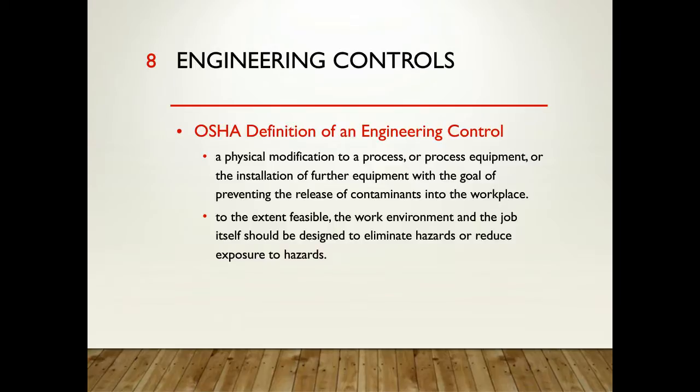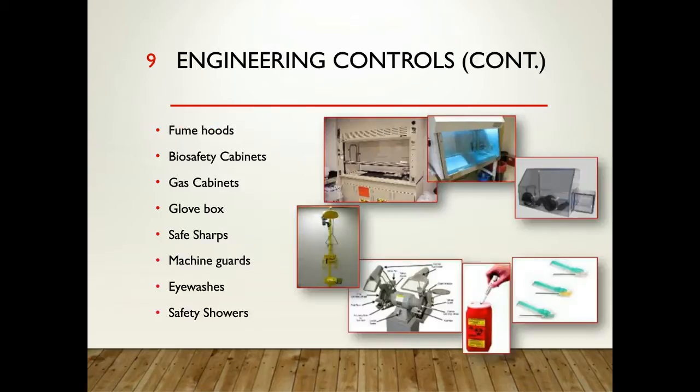So what are some engineering controls? Which of these types of controls are you currently using? Are you using a fume hood, a biosafety cabinet, a glove box? Are you using safe sharps or sharps disposal devices? Machine guarding? Do you have devices or equipment in your lab space that requires guarding, such as a lathe or a drill press or some other type of shop material if you're manufacturing in an engineering type lab? Eye washes and safety showers are also engineering controls.